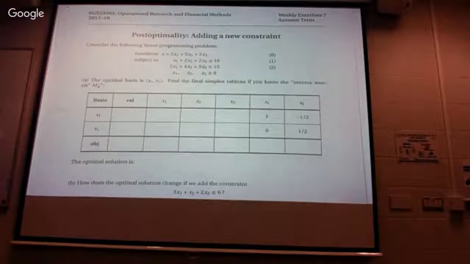So let's start with this. And how does this go? Question A says that the optimal basis is whatever it gives you, S1, X1. And you've got the inverse matrix there. So what do you do if you want to get this tableau? Or what have you done? Because it was your homework problem.